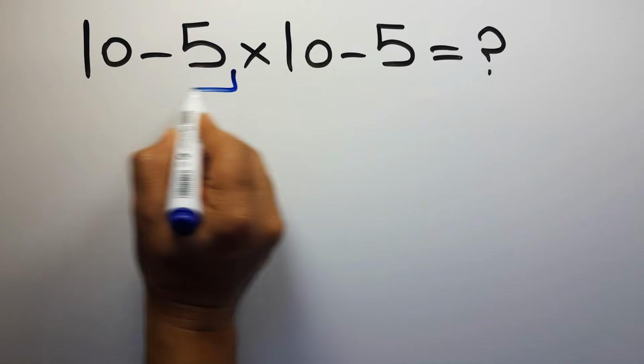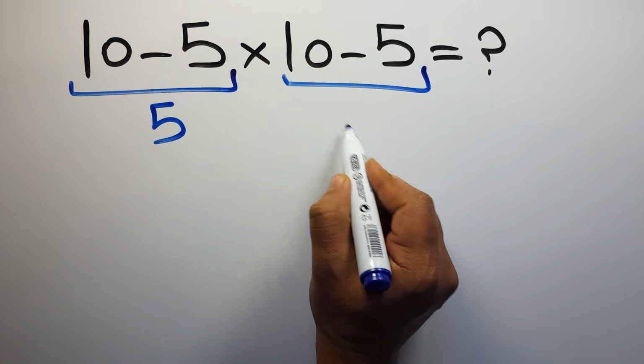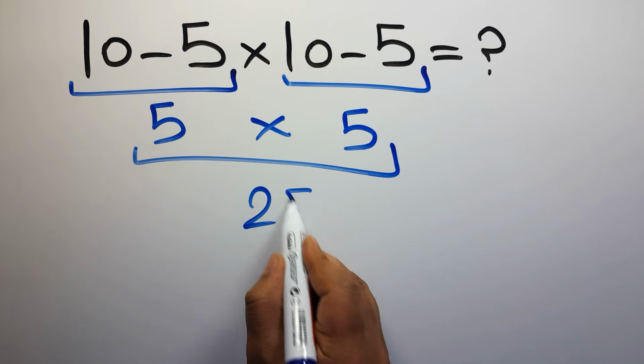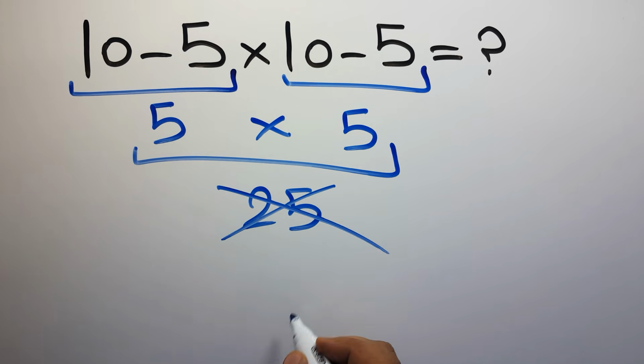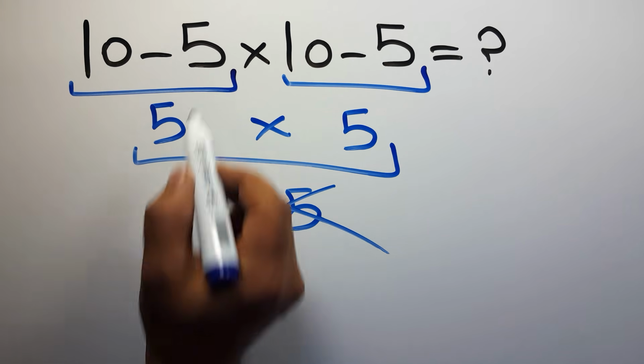10 minus 5 gives us 5. And again here we have 10 minus 5. So 5 times 5 equals 25. But this answer is not correct, because according to the order of operations, multiplication has higher priority than subtraction.